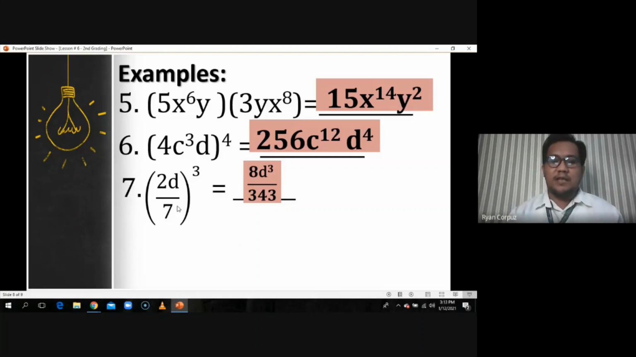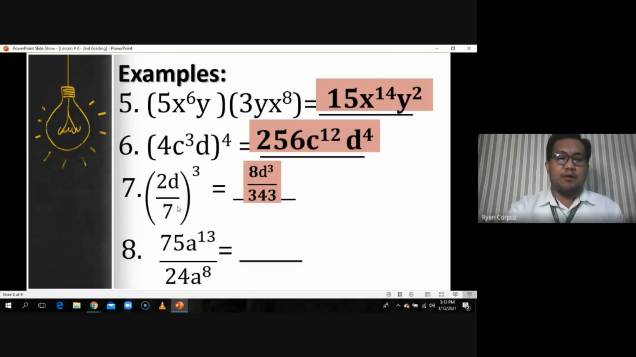So hopefully this time medyo nagigets na. But much better if you are going to answer more examples. So let's try another example. Let's have example number 8 here. So example number 8, we do have here 75a raised to 13 over 24a raised to 8.